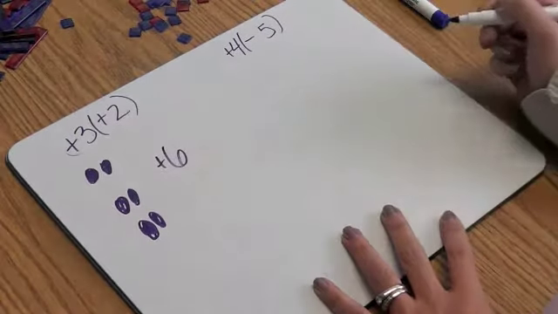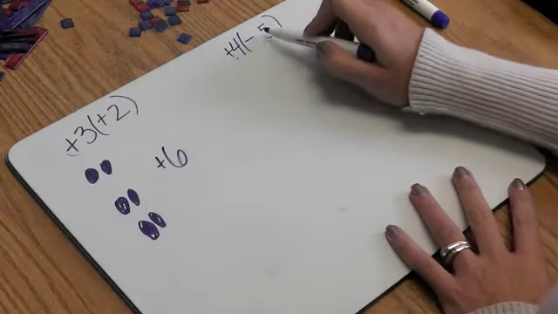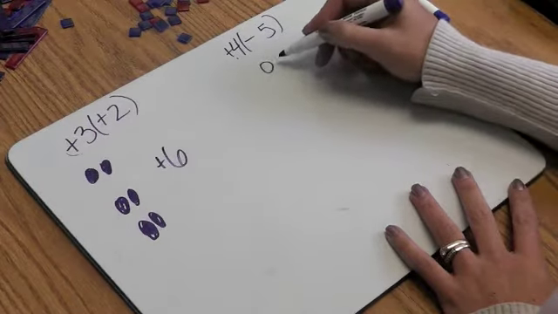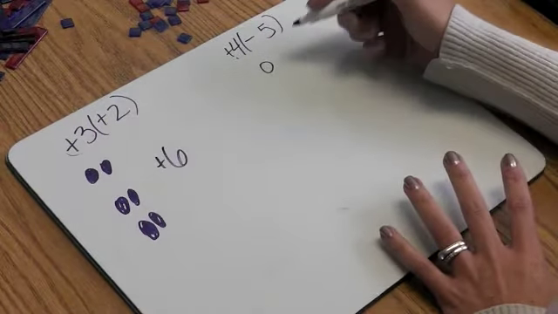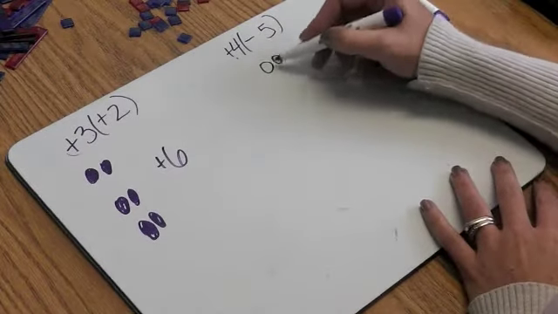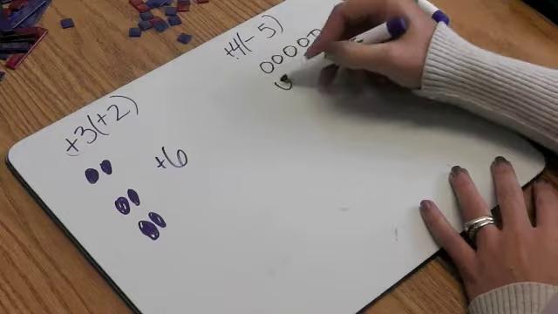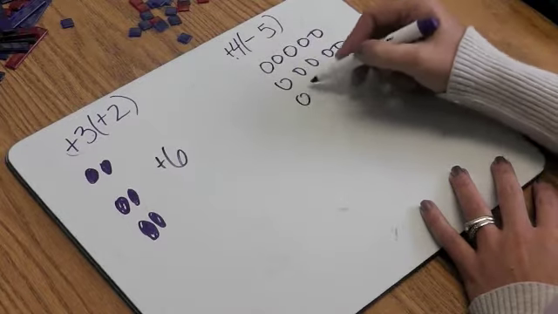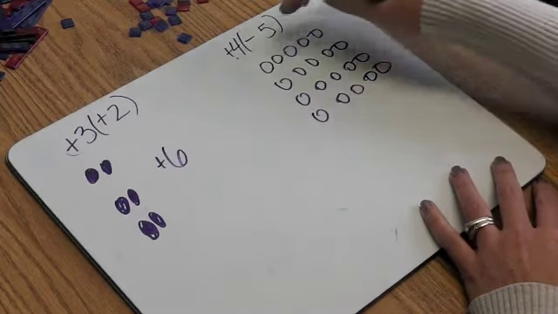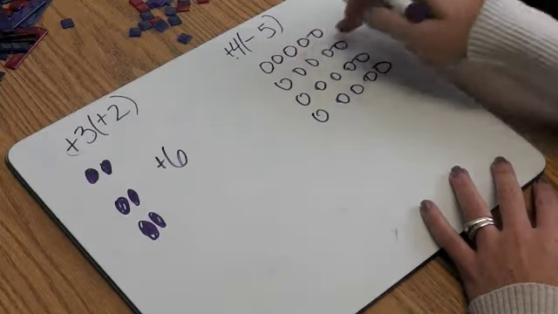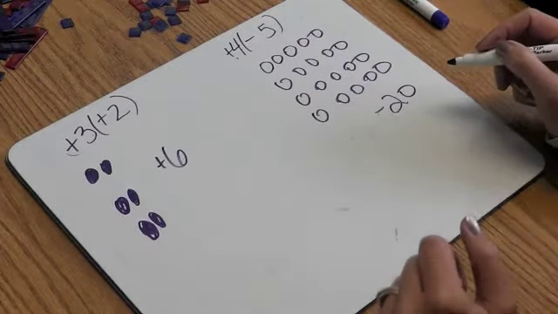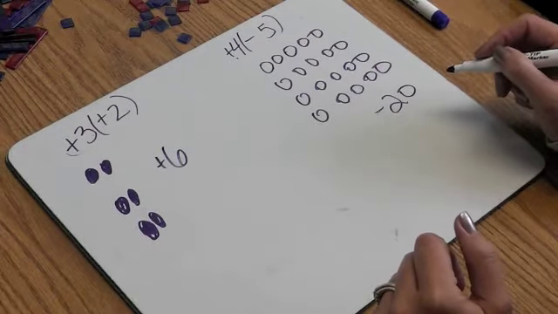So that's 6. I want to add 4 groups of 5 negatives. Well, again, I don't have to draw the zeros because I'm just adding 4 groups of 5 negatives. So 1, 2, 3, 4, 5, and again, 4 groups of 5 negatives gives me 20 negatives. And that's multiplying with integers.